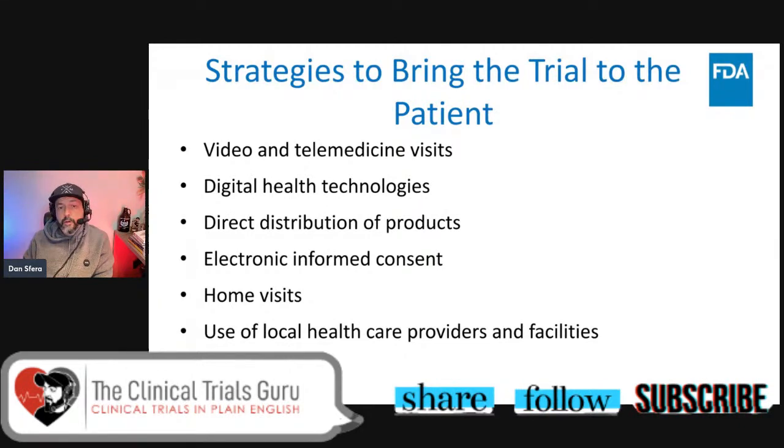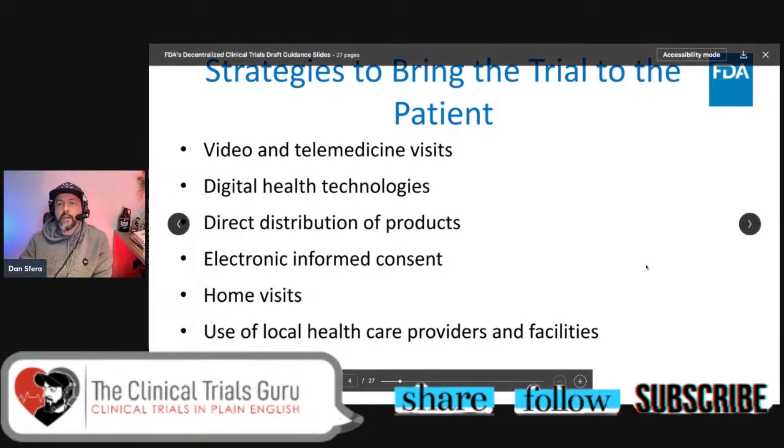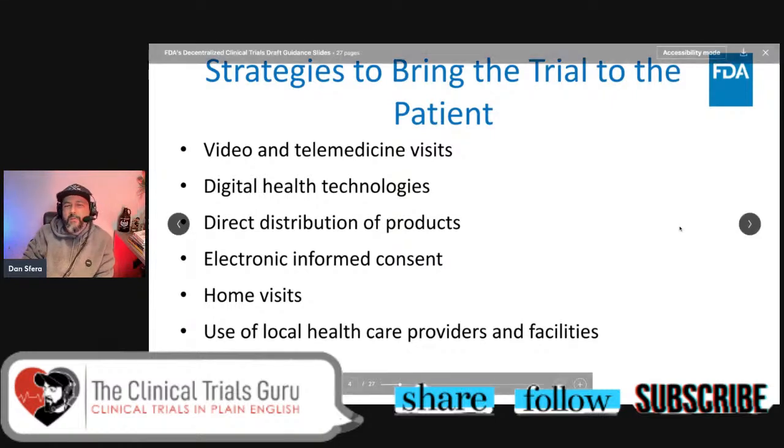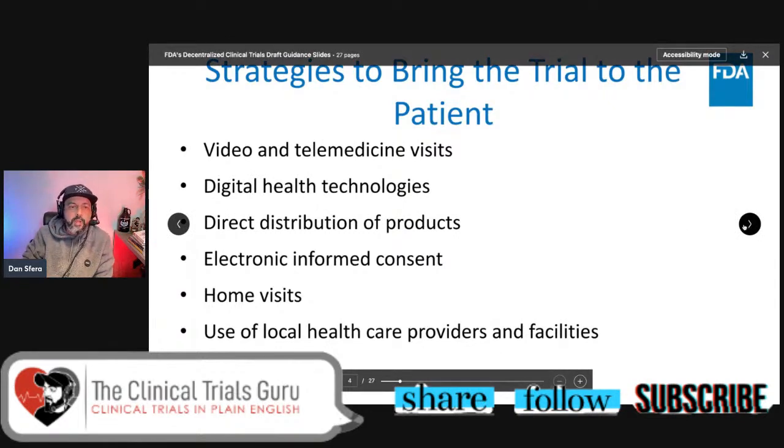Continuous glucose monitoring, patient reported outcomes, direct distribution of products, electronic informed consents. We've been using it all year. We implemented e-consents at Yuma Clinical Trials this year. No issues with it so far. One minor issue, but nothing big. Home visits. We've been doing home visits anyways as sites.